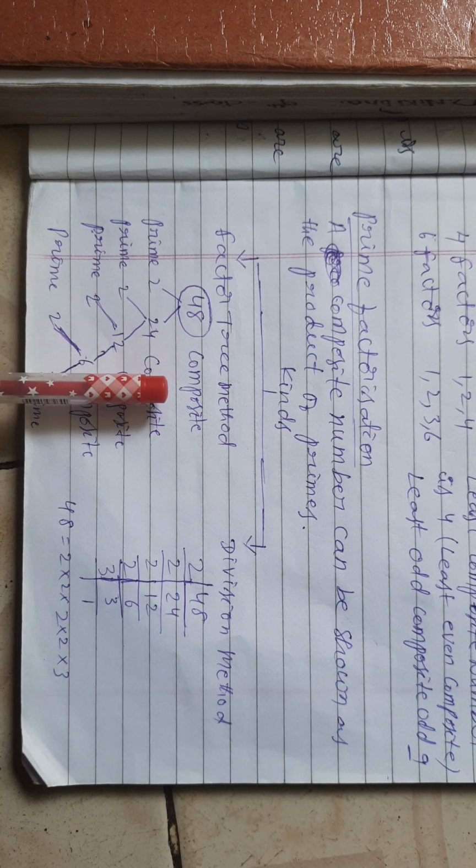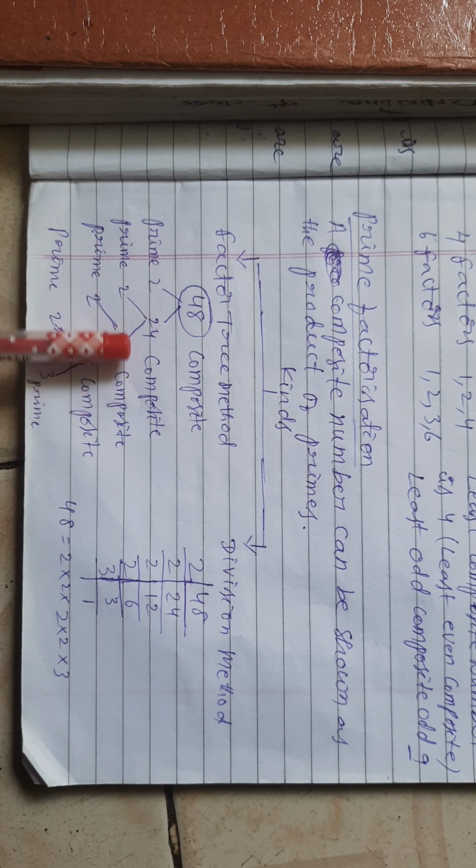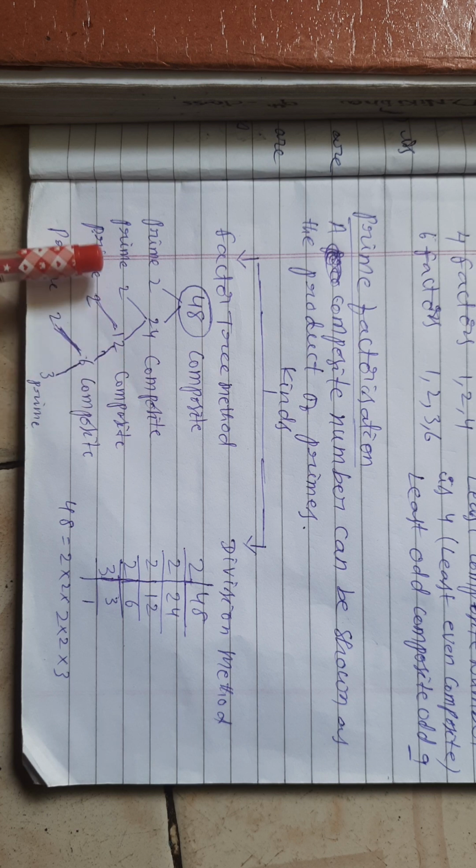Here 48 is a composite number. Say, 2 into 24 you can multiply. So 2 is a prime number, and 24 is composite. Again 24 is split into 2 into 12. Again 12 is composite, so again it is split into 2 into 6. Again 6 is a composite number, so you can split it into 2 into 3. That means all the numbers at the end must be prime. That is the factor tree method. For small kids it is understandable.